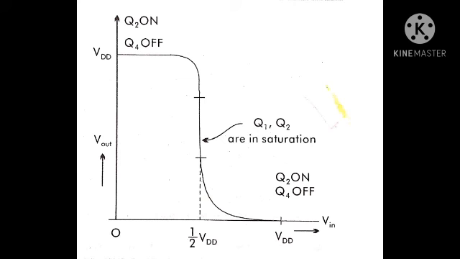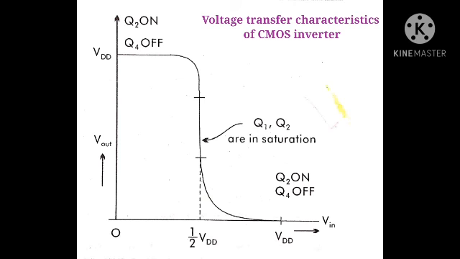Now let us try to understand the voltage transfer characteristics of the CMOS inverter. Here in this diagram you can clearly see the changeover of the voltage from VDD to 0, and depending on the switching on and off of the transistors, it is actually working. Here in this diagram there is a correction, that is it should be written Q1 instead of Q4.